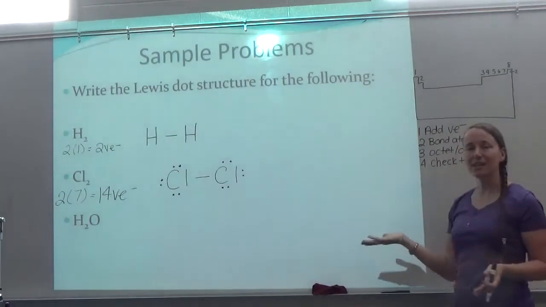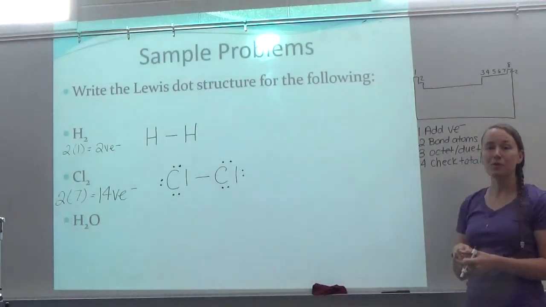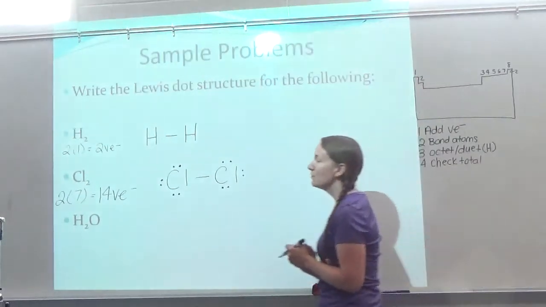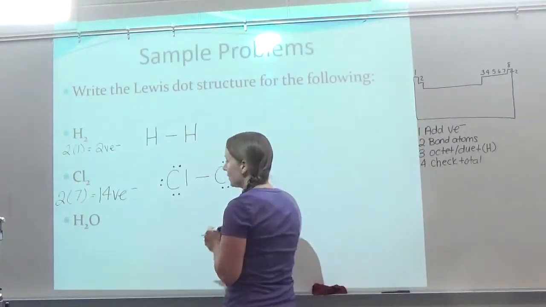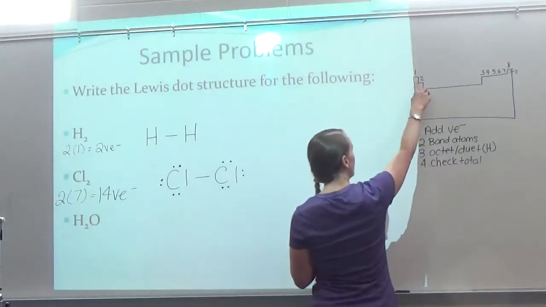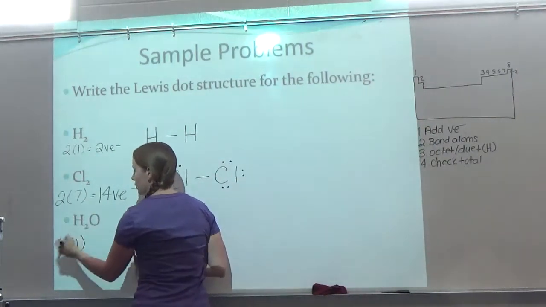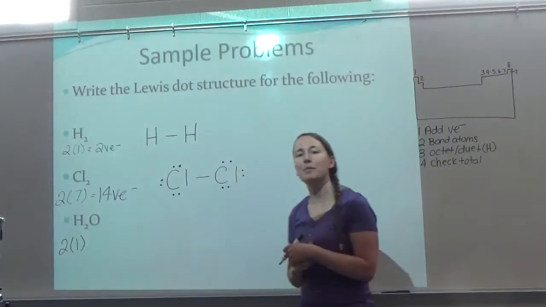All right, so let's look at water, because now we're moving away from just 2 atoms and we're mixing it up a little bit. First step is add our valence electrons. Hydrogen is in group 1, so it has 1 valence electron. But how many hydrogens do I have? I have 2 hydrogens, so I'm going to multiply it by 2.